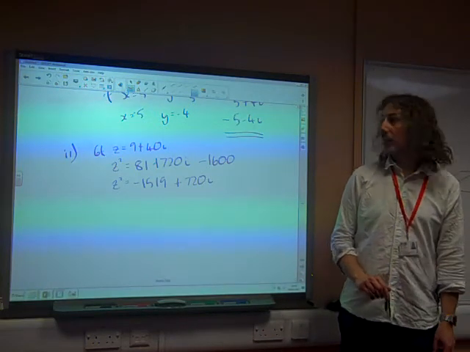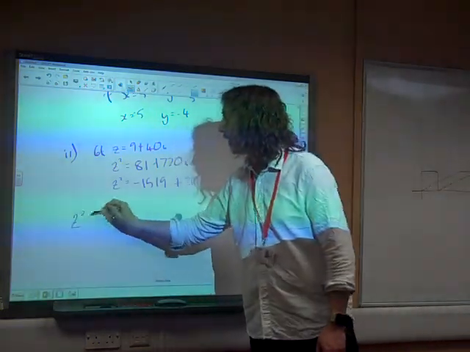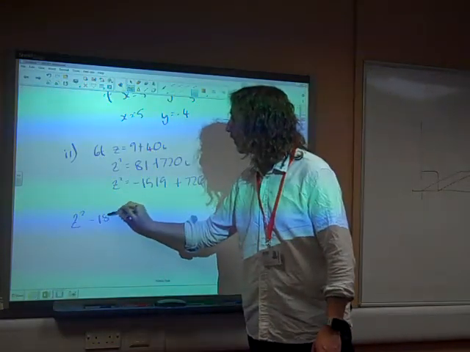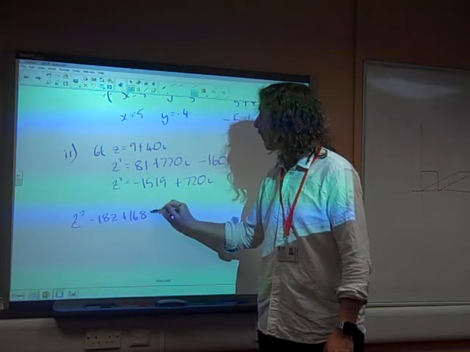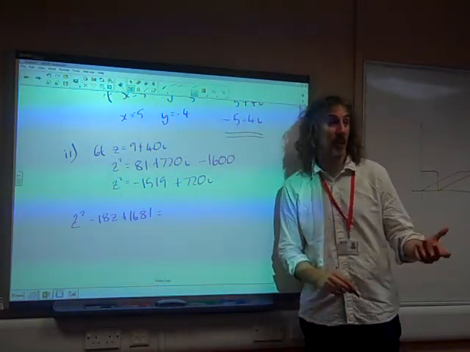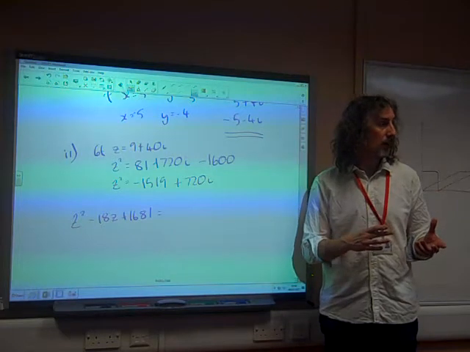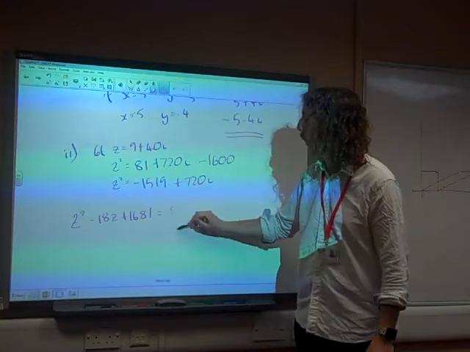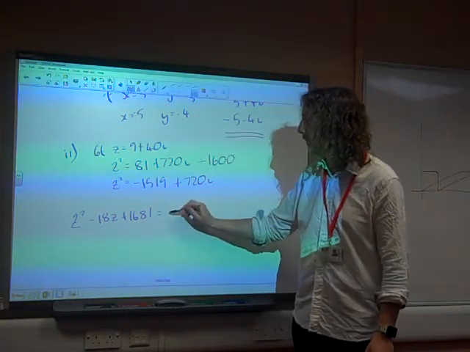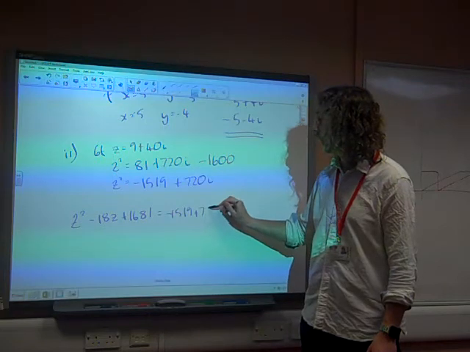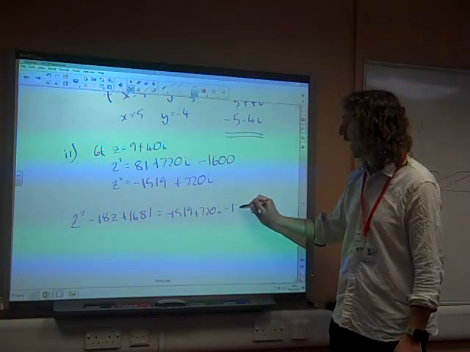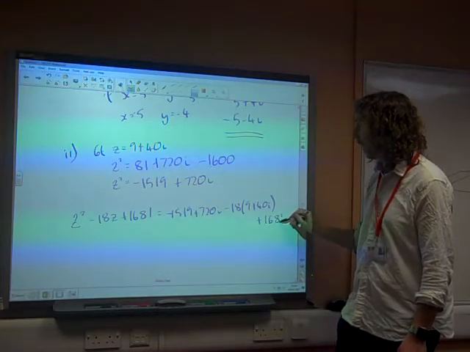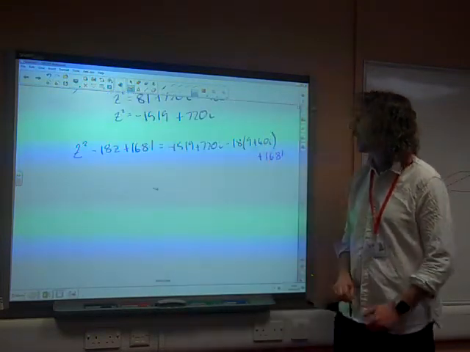And we need to show that this gives us 0: z squared minus 18z plus 1681 equals, this is the factor theorem, isn't it? This is subbing in our value and showing that it gives us an answer of 0 when you put it in. That is z squared minus 18z plus 1681, and we have to show that that gives us 0.